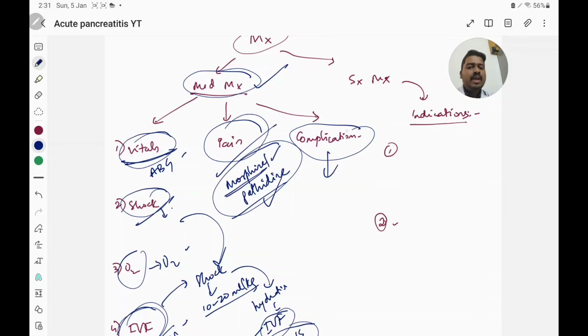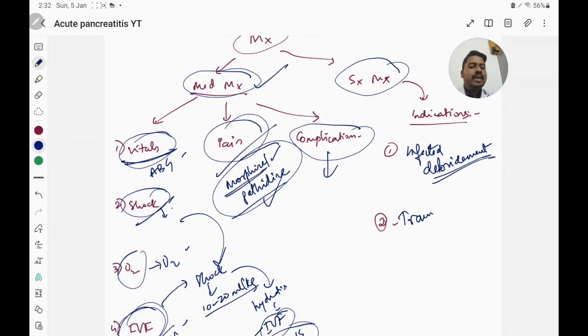Next, complications. Management of complications is also important. I have told complications, these will be managed accordingly. There is nothing different in that. Now, what are the surgical management indications? One is infected pancreatitis, for debridement, okay. If there is necrosis, then you will have to do debridement. That is one indication.